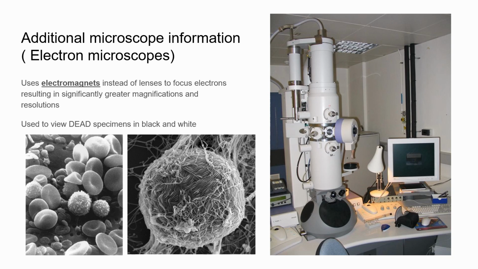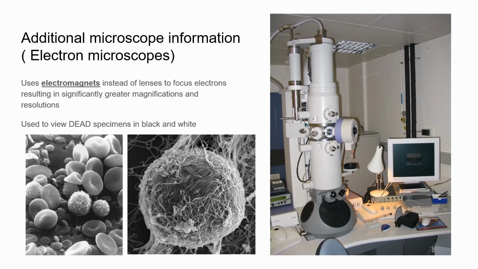So now we move on to the additional microscope information. Last video I covered the light microscope. This time I'm going to cover the electron microscope. Light microscopes could be found in your laboratory or you can buy one, but electron microscopes are very large and are mostly used in universities. The electron microscope uses electromagnets instead of lenses, which are found in light microscopes, to focus electrons, resulting in a larger magnification and resolution.